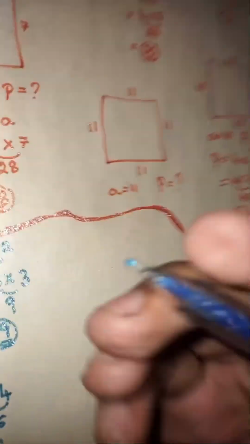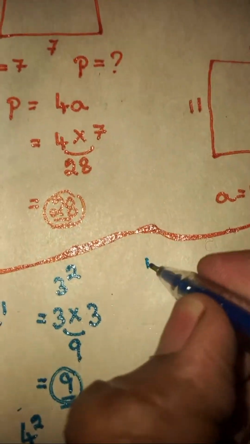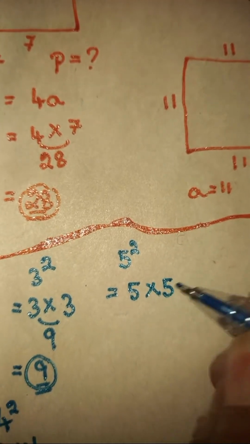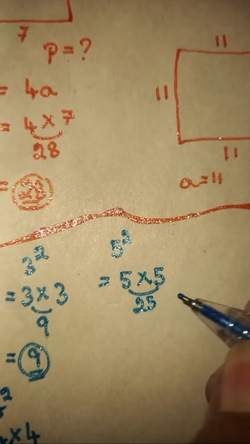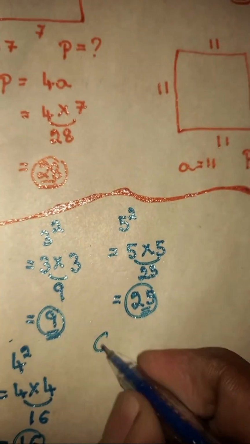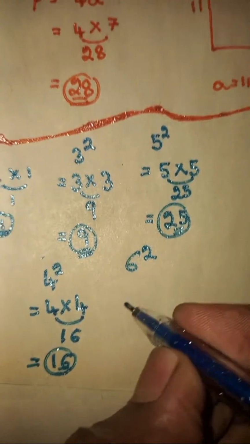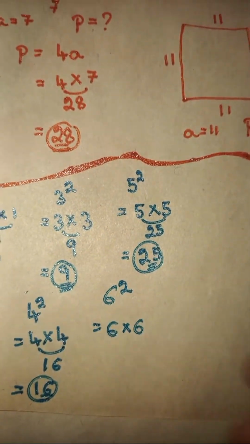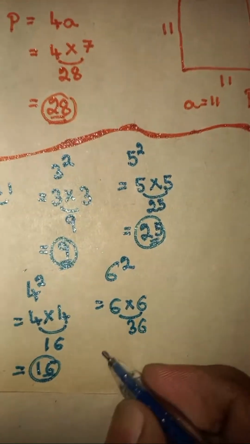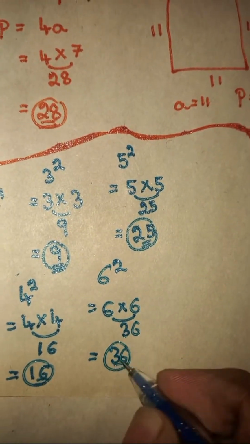Now let's start by 5 square. Now let's do this one. That is 5 square. 5 square can be written as 5 times of 5. 5 times of 5 is 25. So 5 square becomes 25. 6 square can be written as equal to 6 times of 6. 6 times of 6, which is 36. So this is going to become 36.